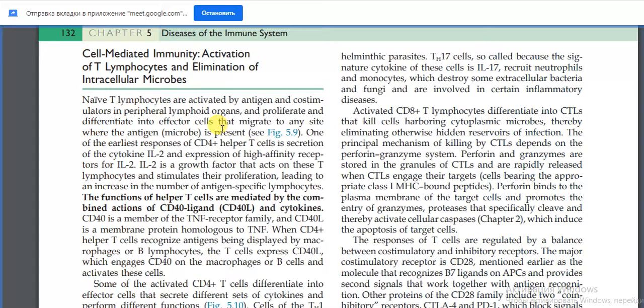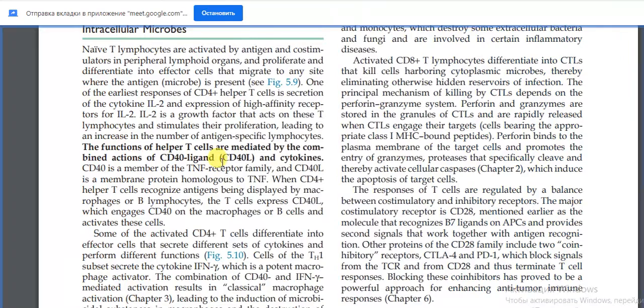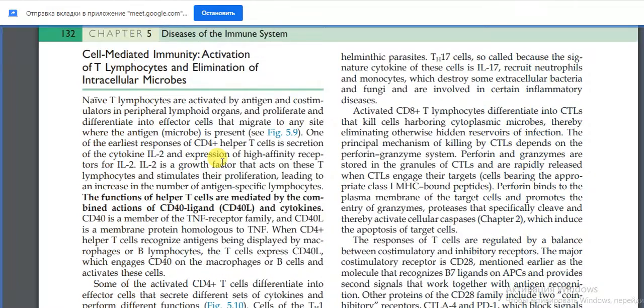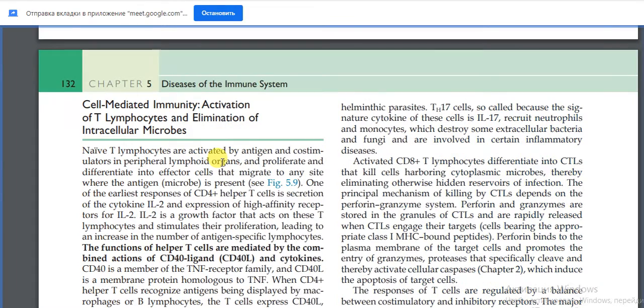One of the earliest responses of CD4 positive helper T cells is secretion of the cytokine interleukin-2 and expression of high affinity receptors for interleukin-2. Interleukin-2 is a growth factor that acts on these T lymphocytes and stimulates their proliferation, leading to an increase in the number of antigen-specific lymphocytes. I see that here we have a lot of information. I guess we will discuss it in the next class.